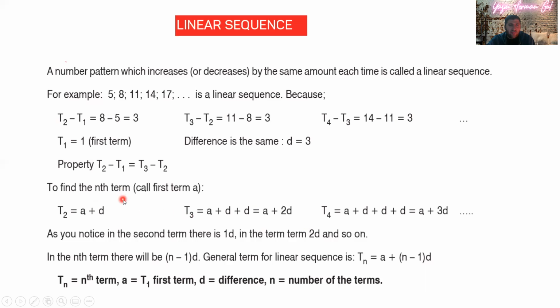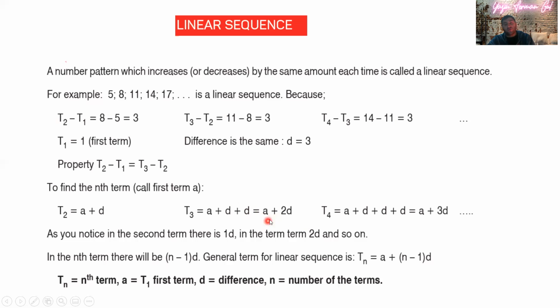To find the nth term, we say T2 equals A plus D. T2 is 8. A is the first term, and D is the difference. The difference is 3, the first term is 5, and 5 plus 3 is 8. T3 equals A plus D plus D. T3 is 11. A is the first term, which is 5, plus D, the difference, which was 3, plus 3 is 8, plus again 3 is 11.